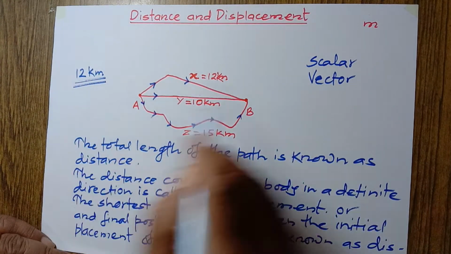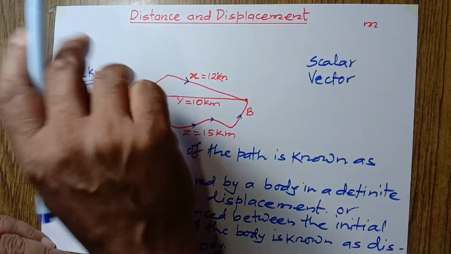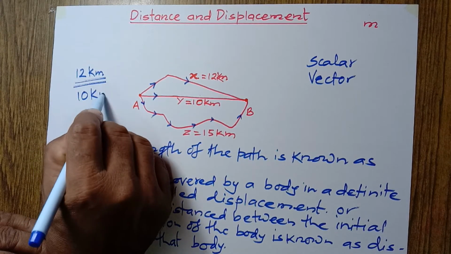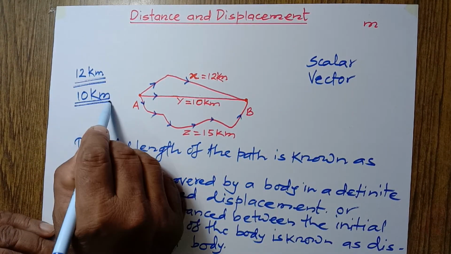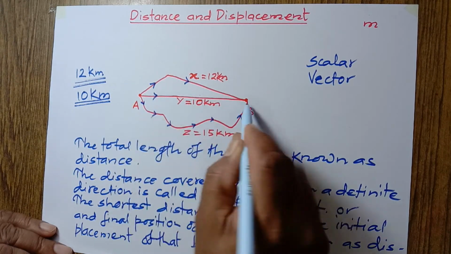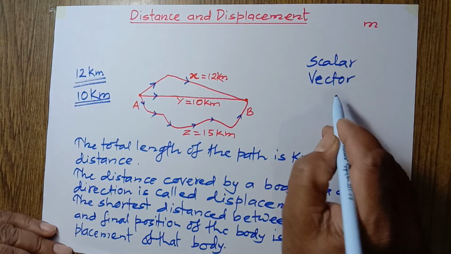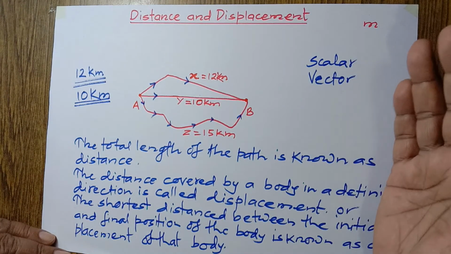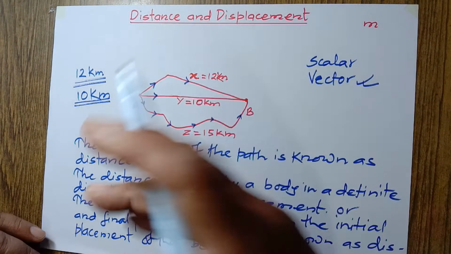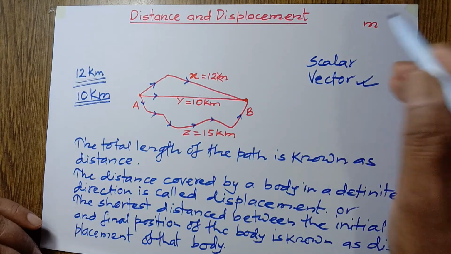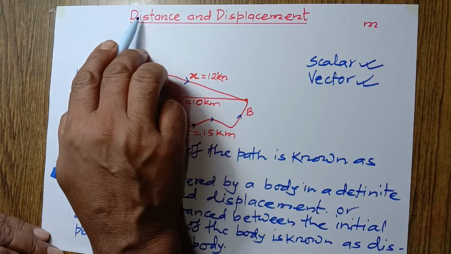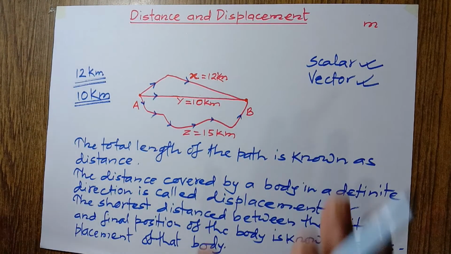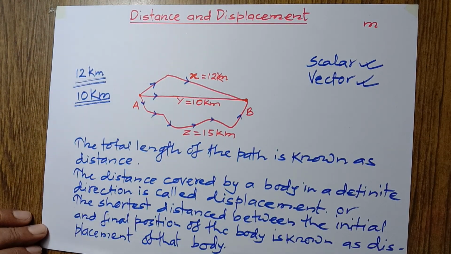But displacement has both magnitude, just like in the path Y, 10-kilometer displacement means this 10-kilometer is the magnitude and it has a definite direction also. That's why it is a vector quantity. A quantity which is expressed in terms of magnitude as well as direction is called a vector quantity, and a physical quantity which is expressed only in terms of magnitude is called a scalar quantity. That's why distance is a scalar quantity and displacement is a vector quantity. This is the difference between distance and displacement. Okay, this much for today.